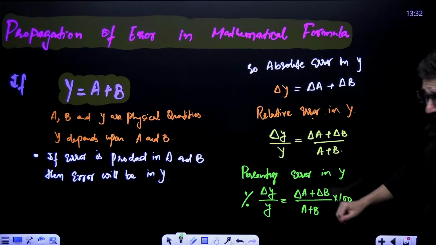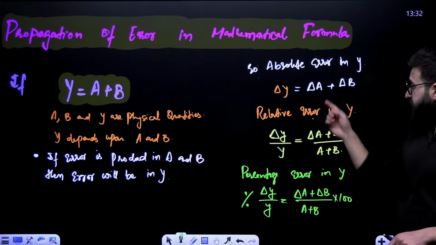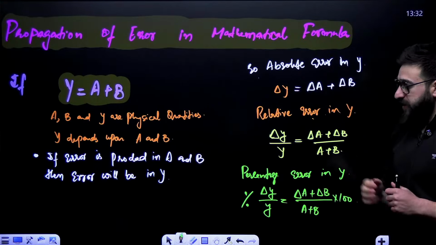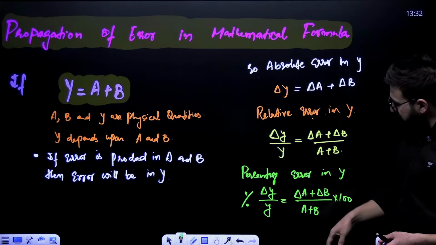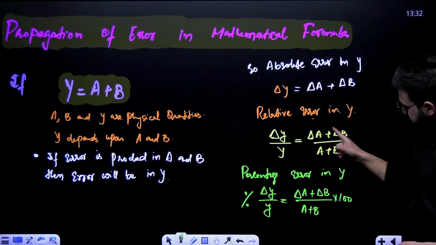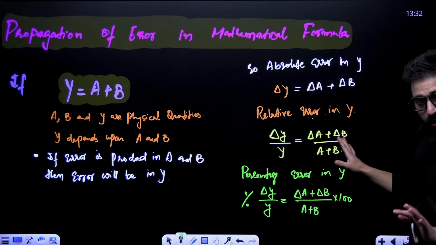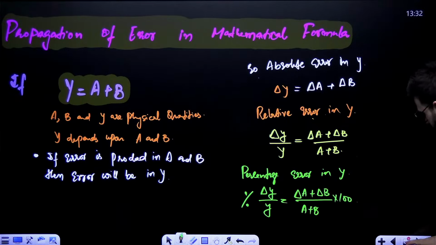Now, how to find the percentage error? How to find the absolute error? Delta a plus delta b is equal to delta y. How to find relative error? Delta y by y is equal to delta a plus delta b divided by a plus b. And here, for percentage, this is multiplied with 100.